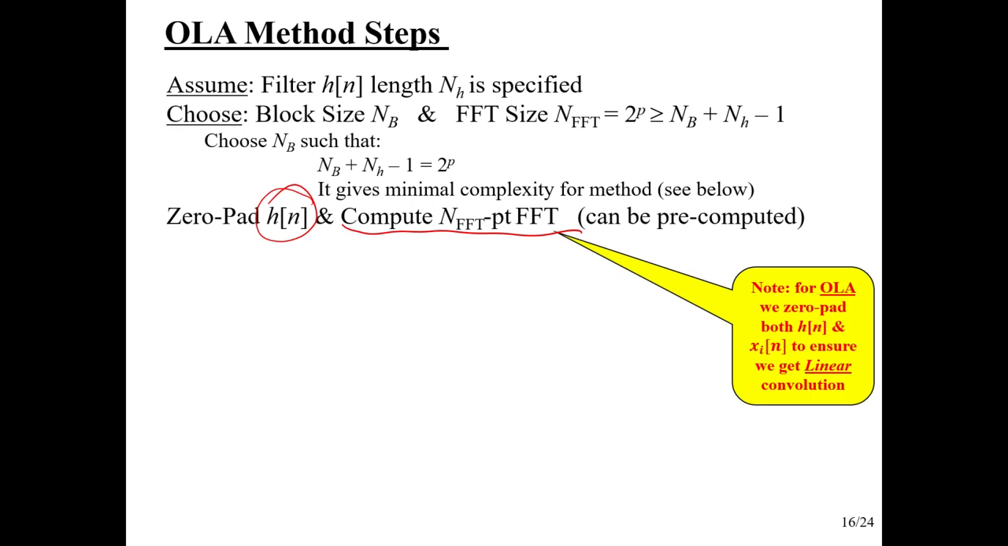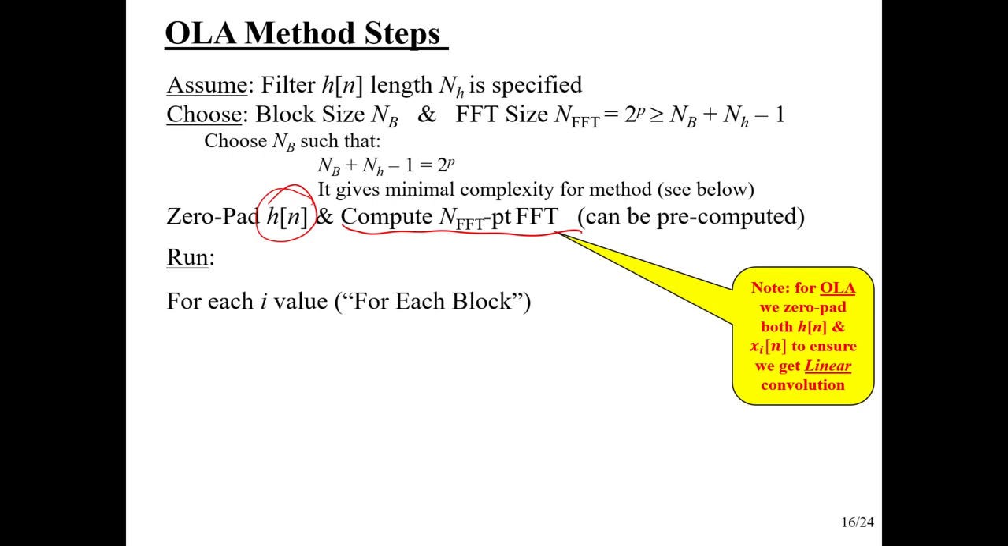So I'm pointing this out here because later, when we do the overlap save, things will be different. But for overlap add, we're going to zero pad the h of n and the block. That's what we needed to ensure that circular convolution gave us linear convolution. So that's what we're going to do. Now we run this. We're going to process each block.